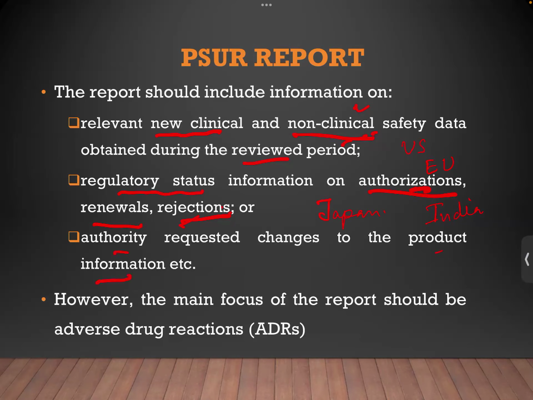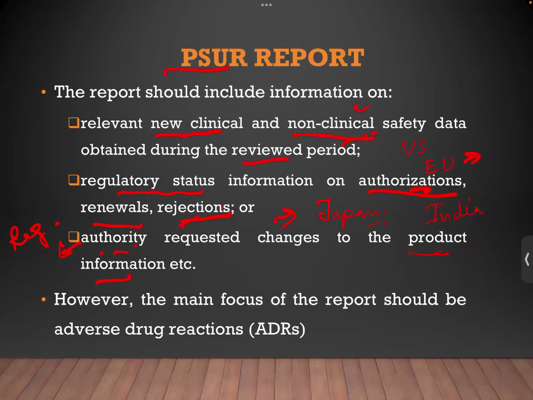Authority requested changes to product information. Authority here means regulatory authority. Suppose the EU is very particular, especially if the pediatric population is involved. Or Japan is also very particular. Suppose they have asked you to include additional information, because Japan is one country that focuses a lot on how you are presenting your product. They are even saying the image that we give of any product should match 100% to your product. One example, they may ask you to make some changes in the product information. If you have done that, you have to add it in this report.